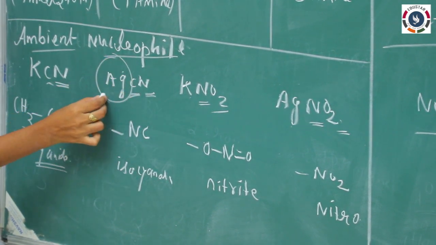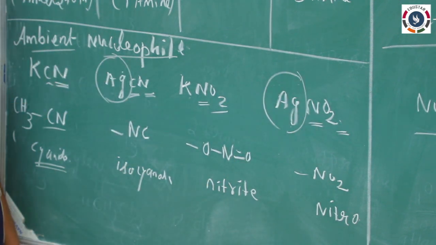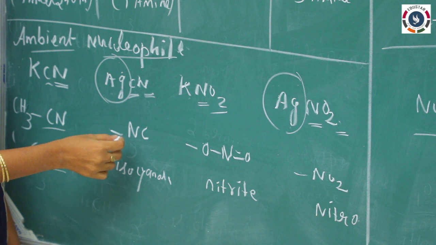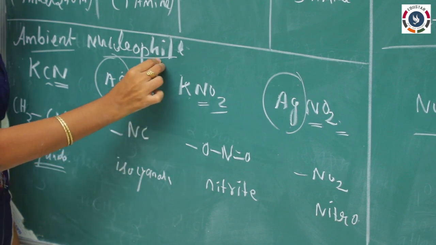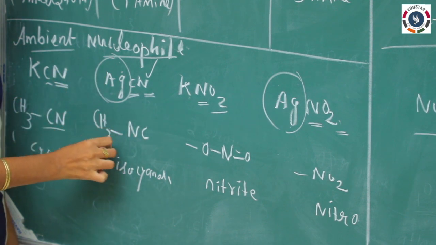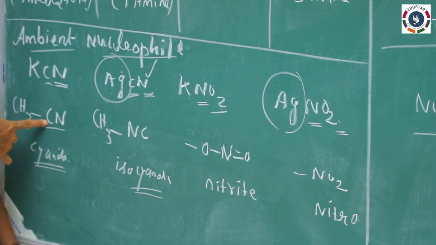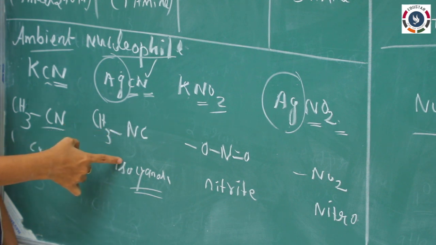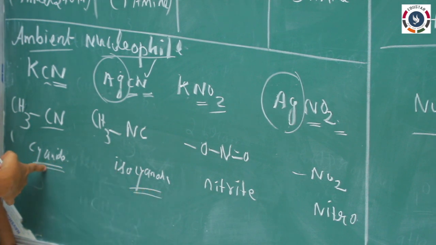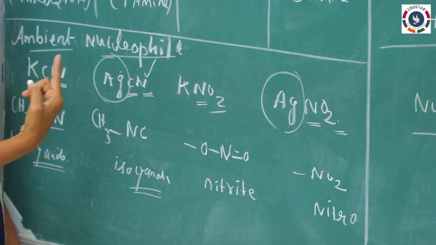In case of silver, both the reagents contain silver. If the reagent has a silver atom, then it will prefer nitrogen to act as the nucleophilic site. So, we are getting CH3NC, isocyanide. Here the carbon is acting as the nucleophilic site, there the nitrogen is acting as the nucleophilic site. As a result, the product will be isocyanide, here the product will be cyanide. Just the reversal of cyanide, we will be getting isocyanide.